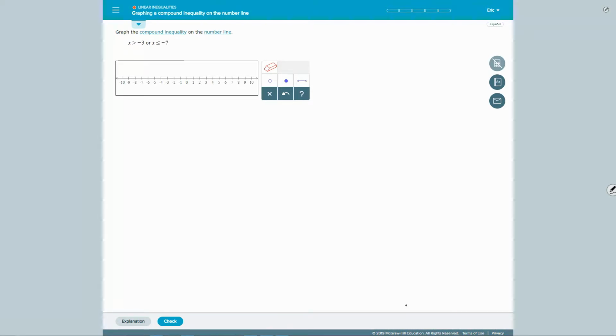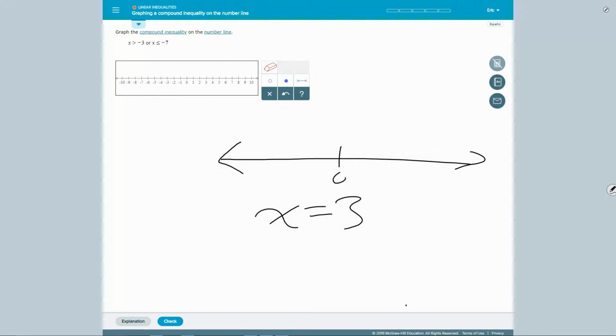Graph the compound inequality on the number line. We should at least remember, in terms of number lines, if I'm graphing something along the lines of x equals 3, I would find 3 on my number line, and I would just circle the dot. Because when x equals a number, you fill in the dot with a solid.